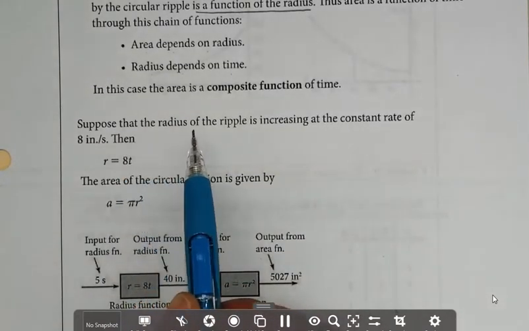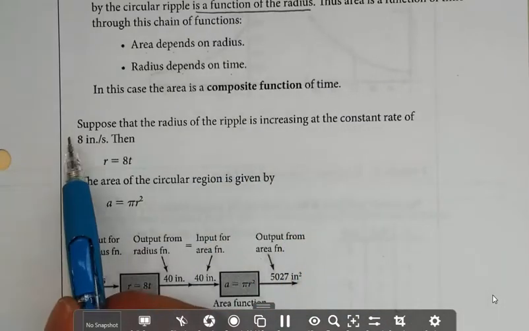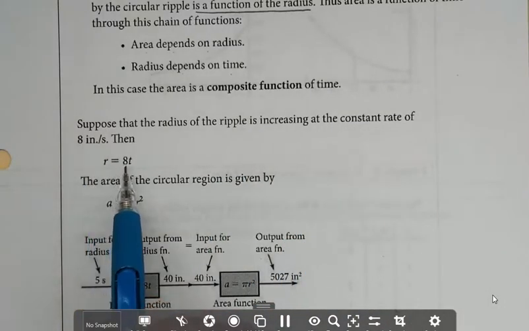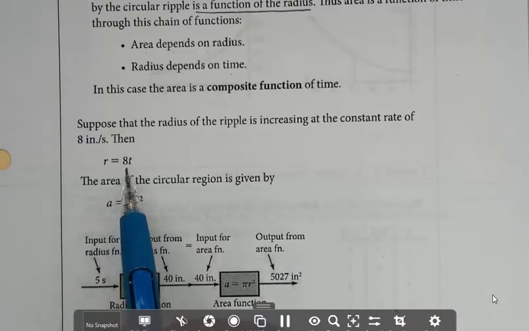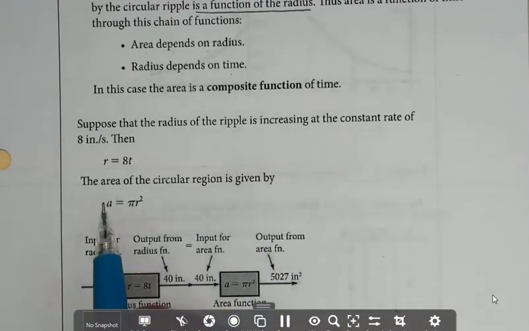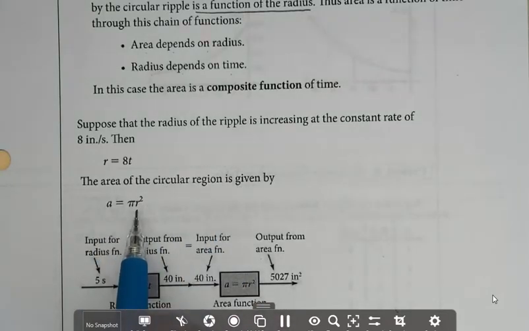Suppose that the radius of the ripple is increasing at a constant rate of 8 inches per second. That's where that 8 comes from, right? So distance is rate times time. And then the area of the circular region is given by pi r squared.